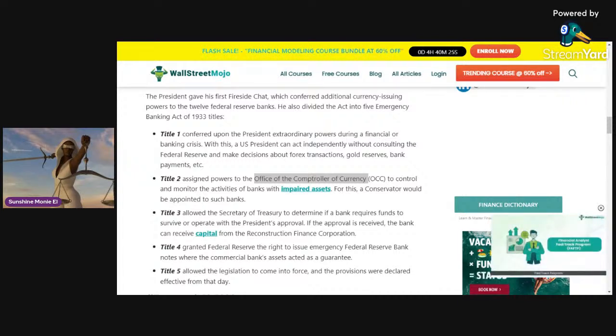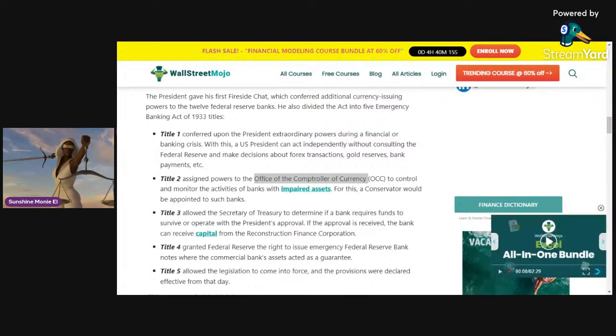Its HQ is in DC, of course. It has 4 district offices located in New York, Chicago, Dallas, and Denver. It has 92 operating locations throughout the U.S. and it's an independent bureau of the United States Department of Treasury and is headed by the comptroller of the currency appointed to a 5-year term by the president with the consent of the U.S. Senate.